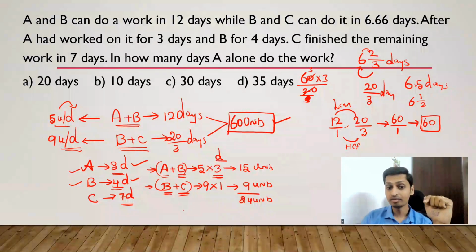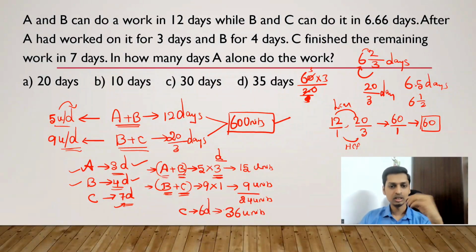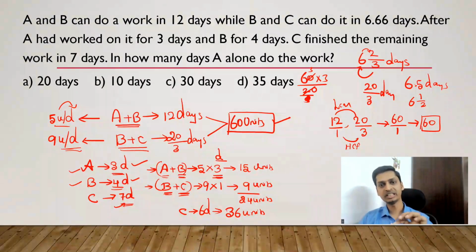Now C has to work for the remaining 6 days out of 7 days to complete how many units? Out of 60, already 24 units are gone, right? So it is 60 minus 24. We have 36 units. So these 36 units need to be completed by C, working how many days? 6 days. Now, C will complete these 36 units in 6 days.